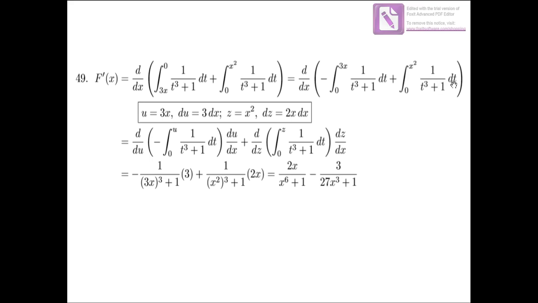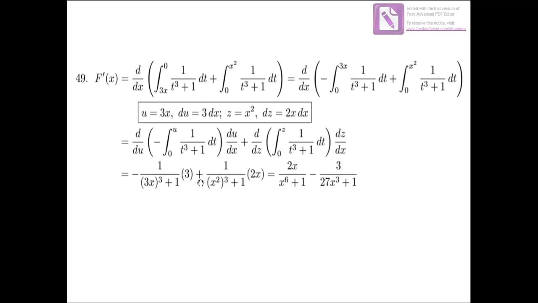which is 2x. So for this one, if you replace t by 3x, here you have negative, so minus 1 over (3x) squared plus 1, multiplied by the derivative of 3x, which is 3. Plus, for this one, 1 over t cubed plus 1, you replace t by x squared, so it will be 1 over (x squared) cubed plus 1. Then you multiply by the derivative of x squared, which is 2x. So it will be 2x over (x squared) to the power 3 plus 1.